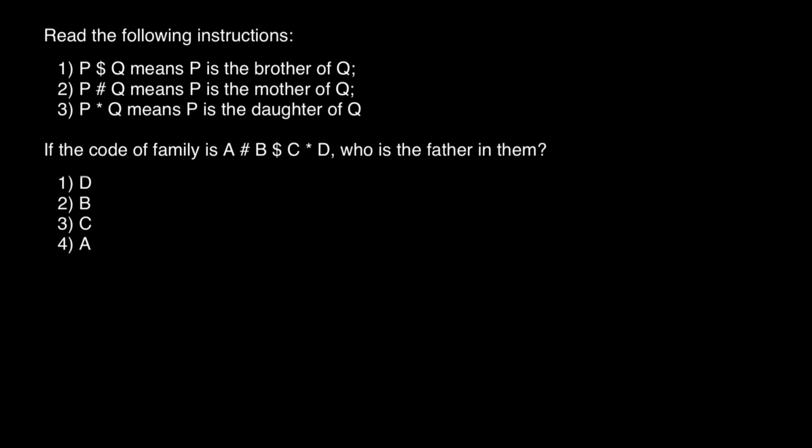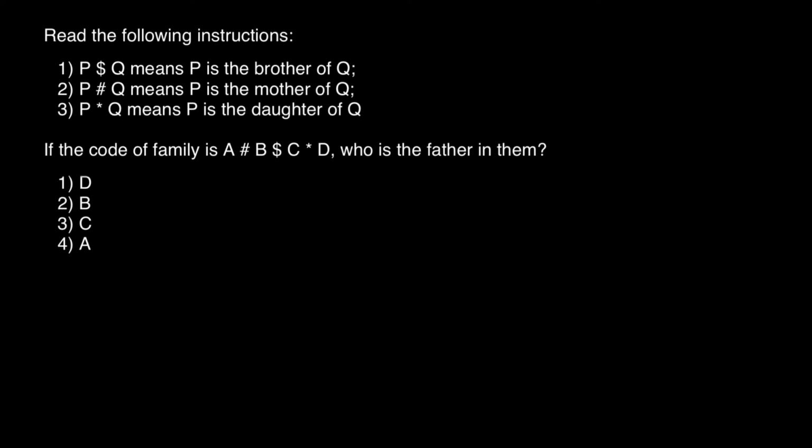This type of question is very popular on some entry exams to test your capability to think logically and your IQ. So here are our instructions. Read the following instructions. P $ Q means P is a brother of Q. P bar Q means P is a mother of Q, and P asterisk Q means P is a daughter of Q. If the code of the family is as follows, who is the father in them?